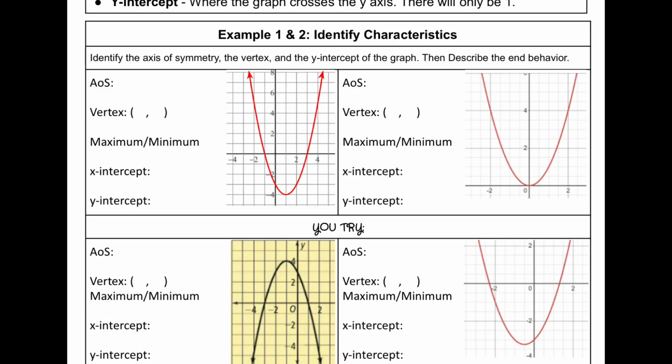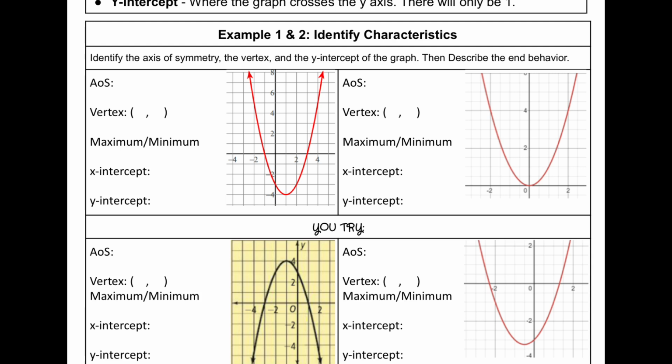Now the first part of this is we're going to identify those characteristics from a graph. So the directions tell you to identify the axis of symmetry, the vertex, and the y-intercept of the graph. Then describe the end behavior. So if we take a look at our axis of symmetry on this first one, remember the axis of symmetry is that line that cuts that parabola in half. It's that direct middle of that parabola.